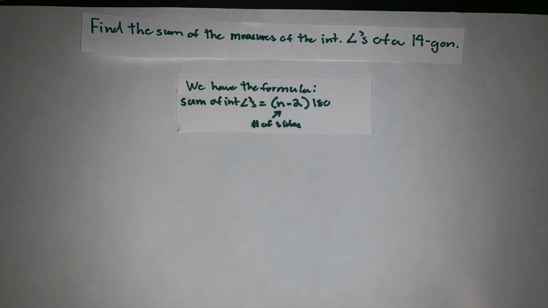All right, so number 38 here is asking us to find the sum of the measures of the interior angles of a 14-gon. Thanks to our good friend Mr. Madden, we have this nice formula: n, the number of sides in the polygon, minus 2, times 180 equals the sum of the interior angles.